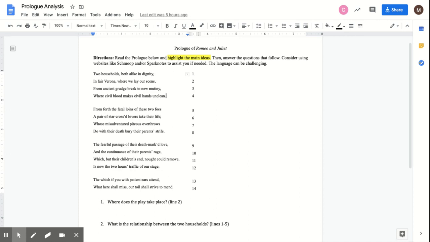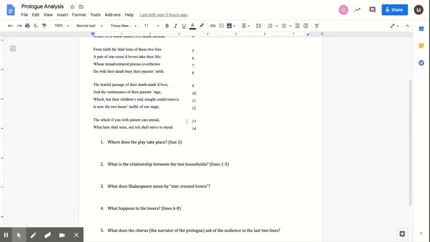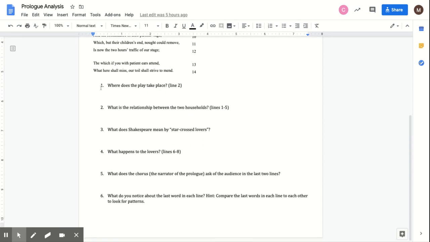So remember, step 1, highlight the main ideas. Step 2, go down here and answer these questions. There are 6 questions. I've already given the example or the answer to number 1 and number 2, so hopefully you were listening. I'll go back and watch that video again. What does Shakespeare mean by star-crossed lovers? See if you can figure that out. If you're a little stuck, look it up. There are so many resources on Romeo and Juliet. Wow, like tons.